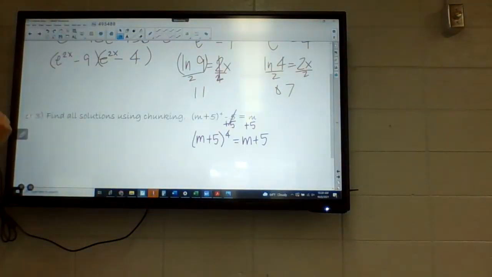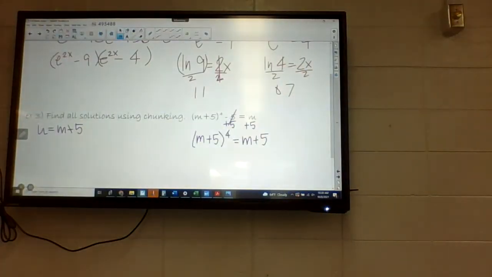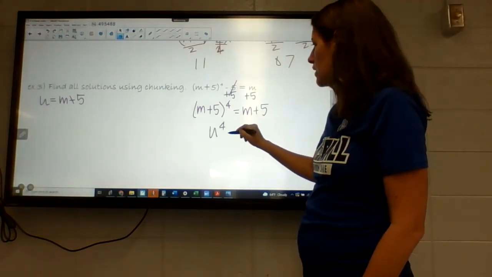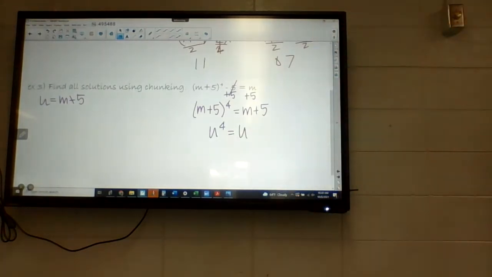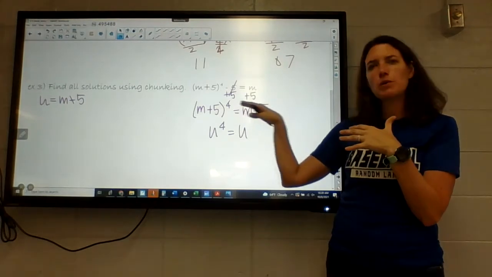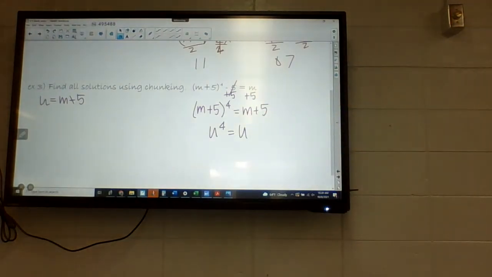So I'm going to pick a new variable. I'm going to say u equals m plus 5. So this is going to be my chunk. I'm going to take the m plus 5 out of this problem and try to ignore it for a little bit. So instead I'm going to write this problem as u to the 4th equals u. So this is me trying to figure out how to solve this instead of having to worry about solving this. We're going to come back to the m plus 5 a little bit later.